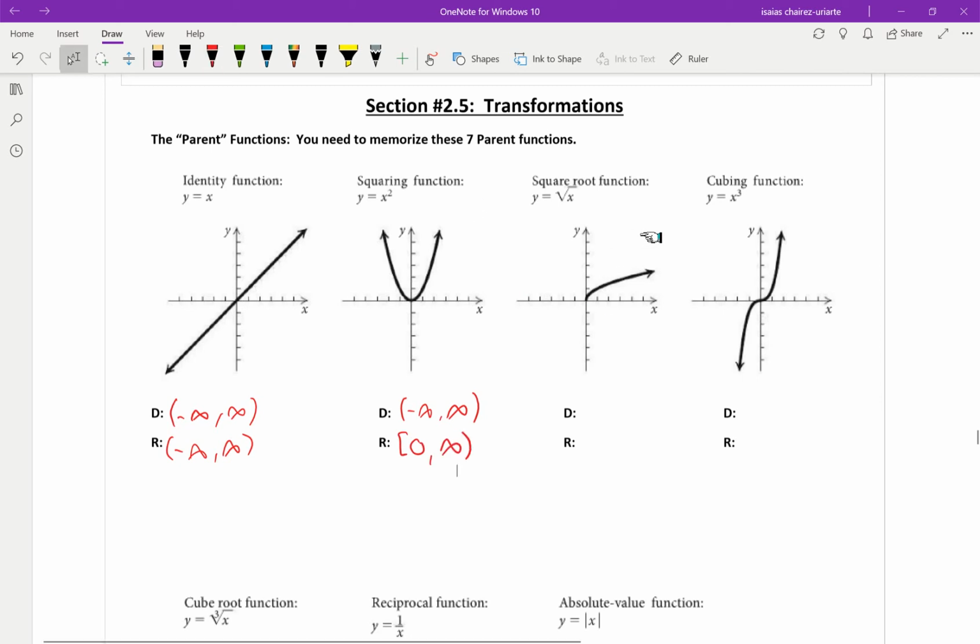For the square root function, the domain is from 0 to positive infinity. And the range is also the same, because this function goes from 0 and keeps on going up forever. We have what's called the cubic function, x to the third. This little curve here, its domain is everything, negative infinity to positive infinity. Its range also is negative infinity to positive infinity.